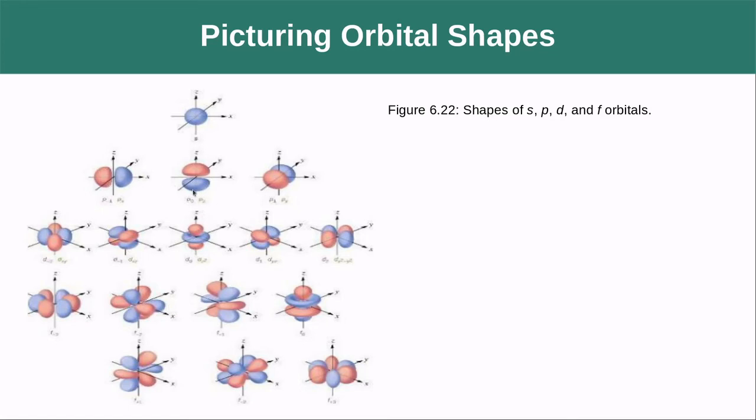So the number of m sub L values is the number of orientations that that orbital can take on. Here is where we see that there are 5 d orbitals, right? And these are all 7 of the f orbitals.